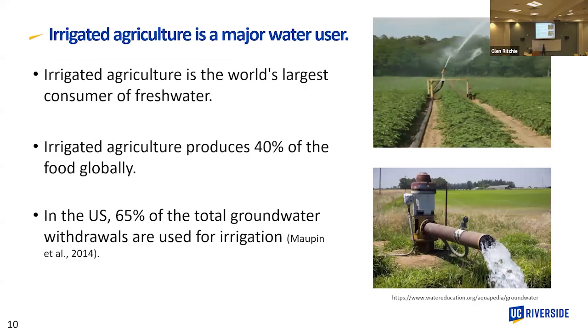That would mean that we need more water resources. Actually, irrigated agriculture is the largest consumer of freshwater resources. And depending on the region, we might be using surface water or groundwater or both to provide water for agricultural production. In the US, actually, 65% of total groundwater withdrawals are used for irrigation.